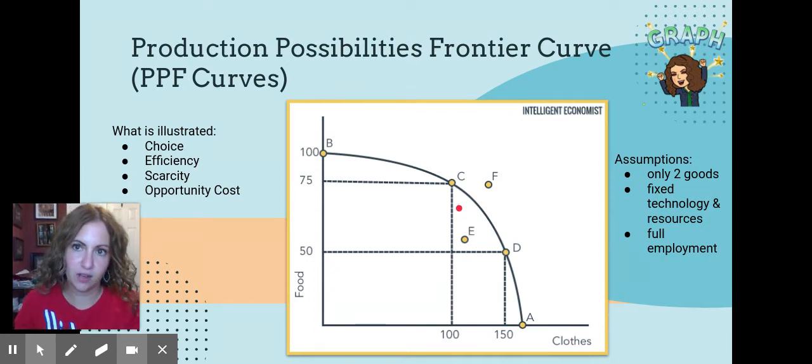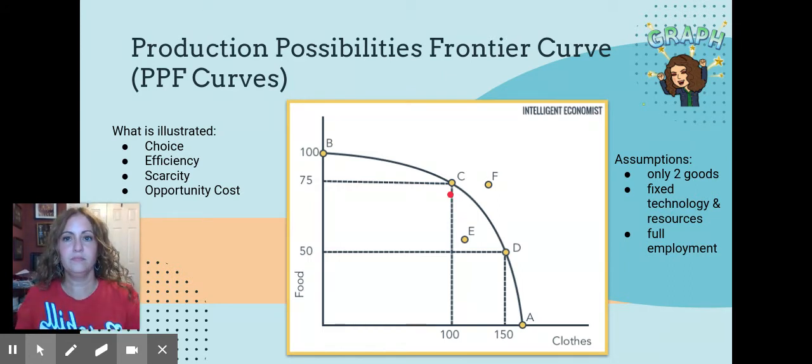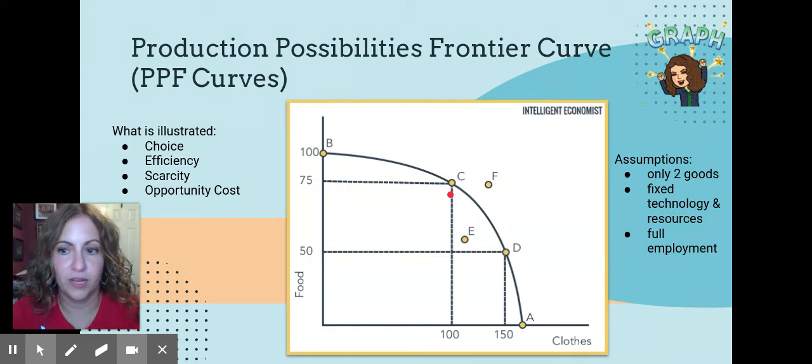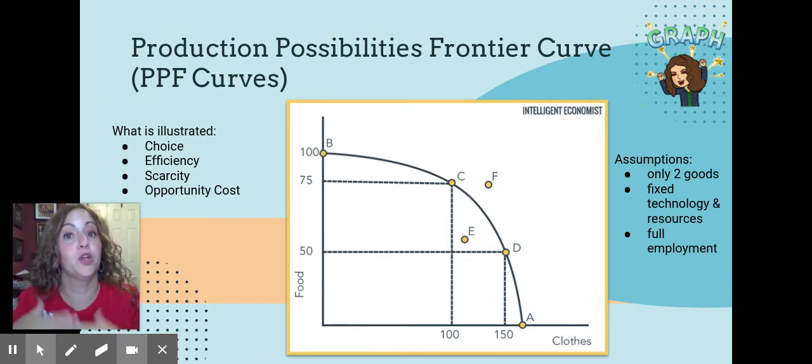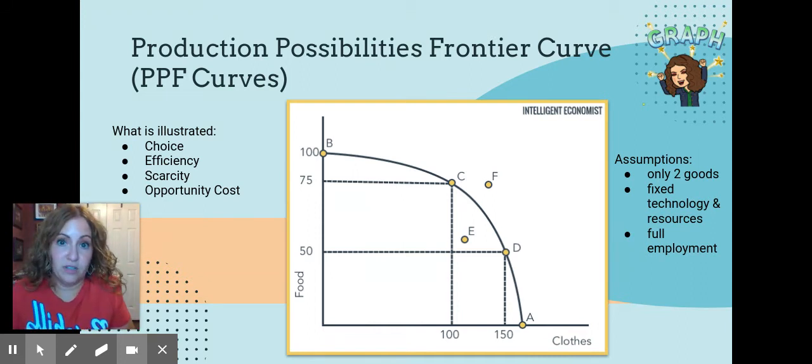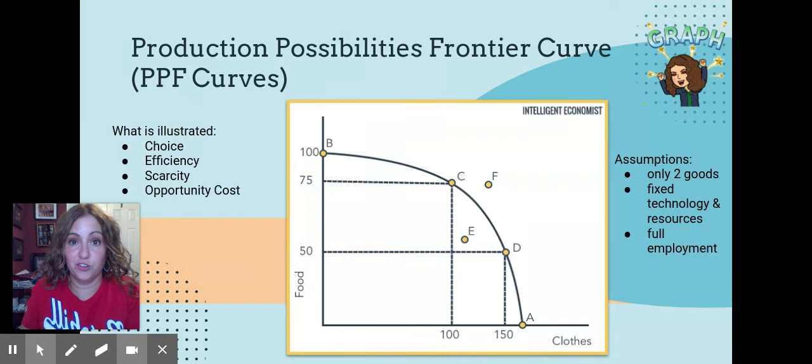But what did it cost me? What it cost me is opportunity cost. So what did 75 food units cost? You might think, oh, it costs 100 clothing units. That's not what it costs you, though. That's what you're now going to have to make. You were making 150 clothes units. Now you're only going to make 100 clothes units.